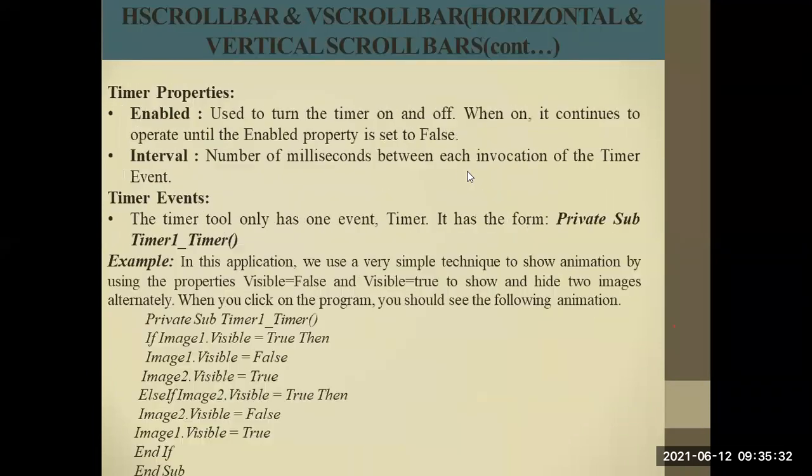Let me discuss this slide, then we'll stop here and then discuss two questions. What are the properties? As I already said, the timer is associated with two properties. One is enable, which tells whether the timer is activated or not. If enable is true, it is activated; if enable is false, it is not activated. Interval gives you the number of milliseconds between any two pulses, or any two frequencies, for the timer event.